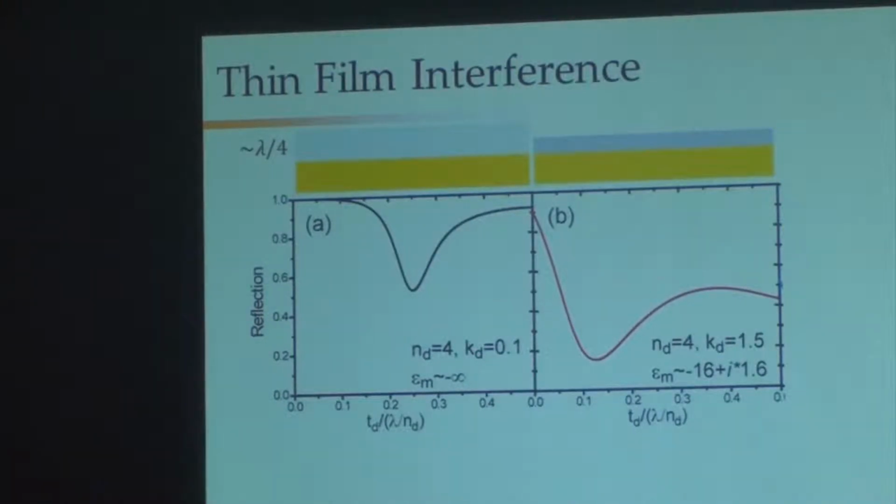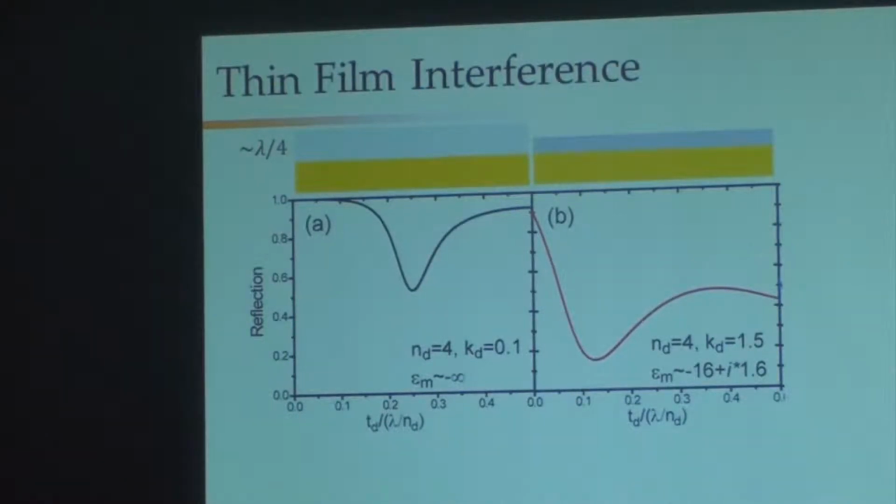The reason, of course, is that this lambda over 4 comes from essentially the pi phase shift that you get at the air dielectric interface and at the dielectric gold interface. But if you play around with that phase shift, then you can effectively shorten the thickness of your top layer by having a non-pi phase shift at that dielectric interface. Now, when you introduce losses, you have an imaginary component to your epsilon and to your refractive index. So when you do Fresnel's law, you get an imaginary component that's essentially a non-pi phase shift for this interface.